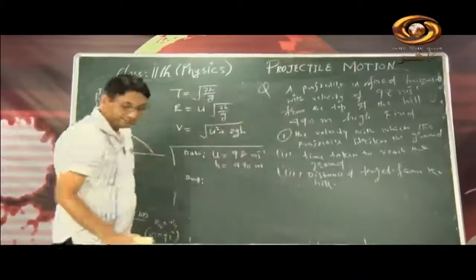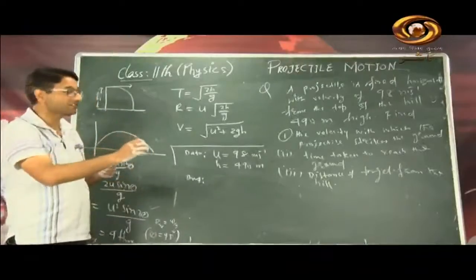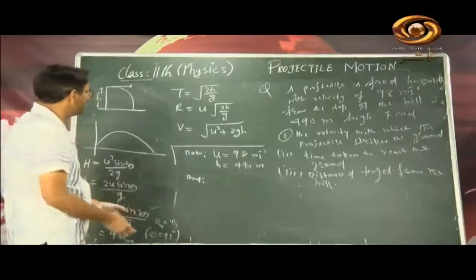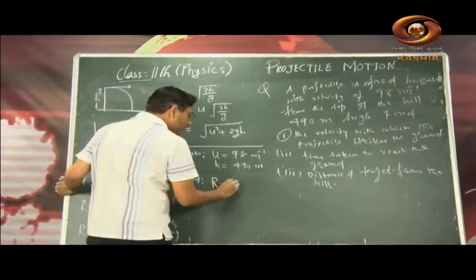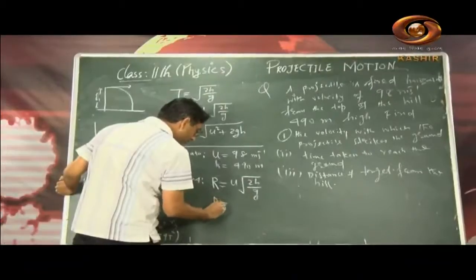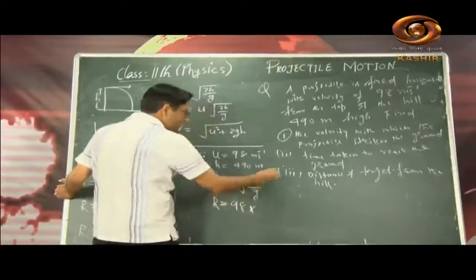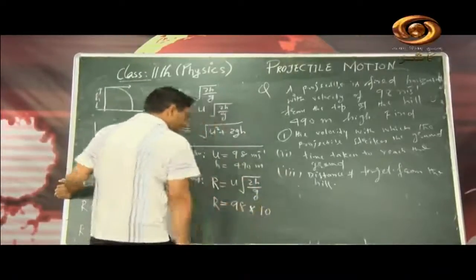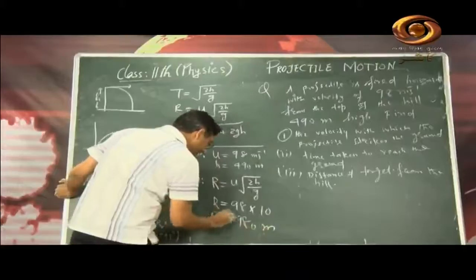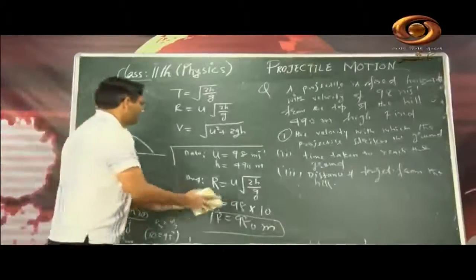It is asking the distance of the target from the hill. What is the distance of the target from the hill? The hill is from where it has been launched, and the target is where it hits. So this is nothing but the range. We are indirectly asked to find the range. For range we know the formula is R is equal to u under root of 2h by g. So R is equal to u, the initial velocity, that is given 98, and we have calculated under root 2h by g in the previous question, it was the time of flight, 10. So R is equal to 980 meters. This is the range. So we solved this question as well. Got it, my dear student?